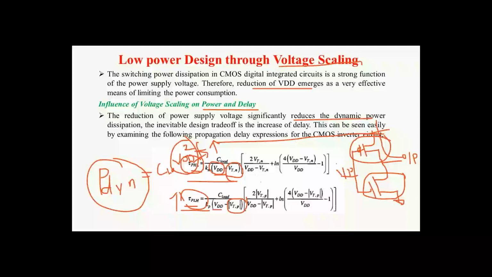In this expression we put the threshold voltage as a magnitude, that is the modulus value, because the threshold voltage for PMOS is negative and for NMOS is positive. That is why the modulus is used. Is it clear now?